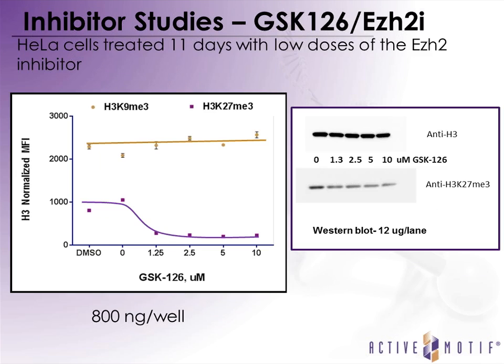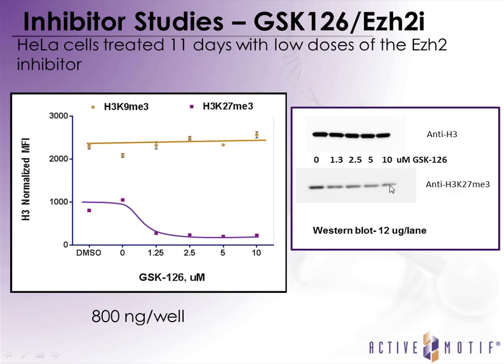Here is a second inhibitor study to highlight the specificity of our lysine 9 and lysine 27 trimethyl beads. In this case, HeLa cells were treated for 11 days with low doses of the EZH2 inhibitor GSK126. EZH2 is the methyltransferase that deposits methyl marks on lysine 27 of histone H3. Again, on the left are the multiplex data, and on the right the Western blot. And you can see that the data mirror each other very nicely.